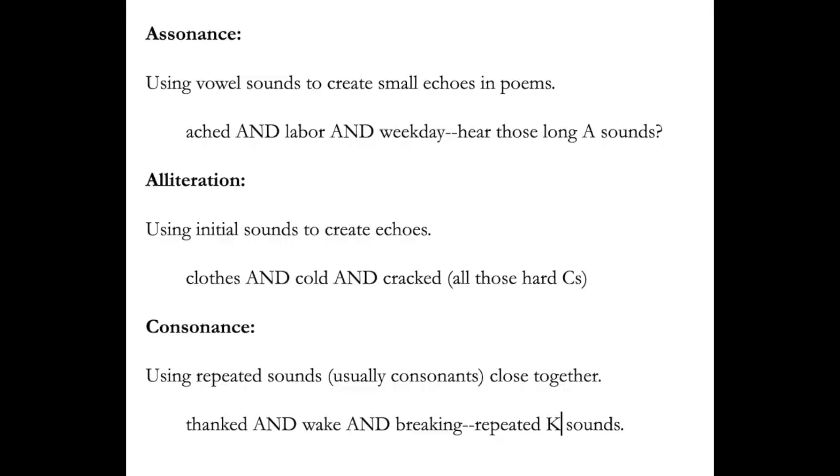All right, so the first one, remember, it was assonance. And assonance, as it says on the screen, is just using vowel sounds to create small echoes in poems. And all three of these techniques really just create these echoes. And what I'm interested in this poem is how the different sounds shift as the poem is moving on.